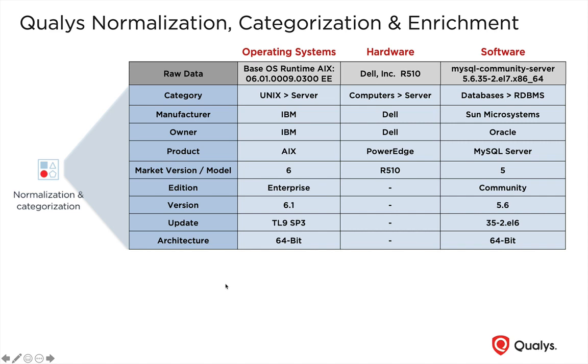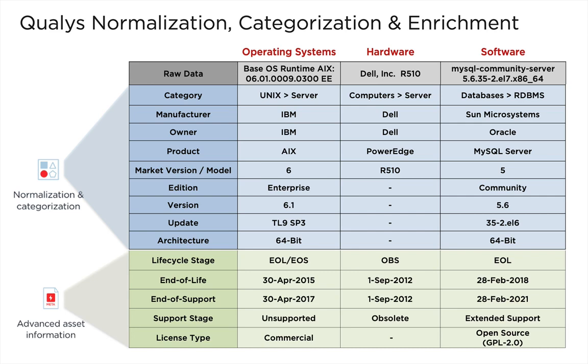Every standardized product in the technology catalog belongs to a two-level taxonomy. For example, computer, server, or database, relational database management system, which helps organize all assets in multiple dimensions. Finally, we tell you if it's end of life and end of support and when that will occur. We also will tell you what type of license it has and the risk associated with those things.